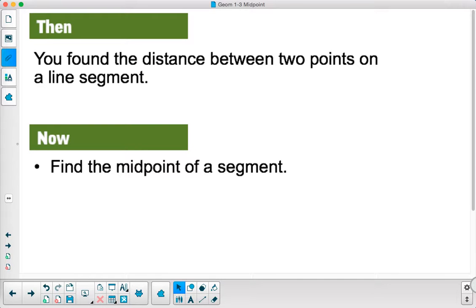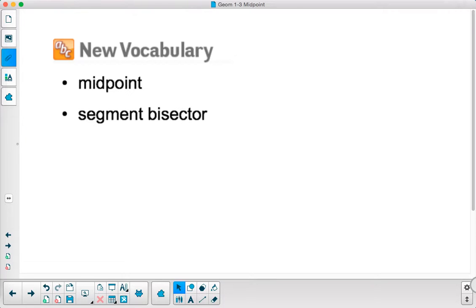Okay, so now you've checked your homework and you've looked at the bell ringer. Let's get into the actual lesson today. Yesterday we found the distance between 2 points on a line segment. Now we're going to look closer at what the midpoint of a segment is. We will need to do some work with tools today, so you'll get to do some drawings.